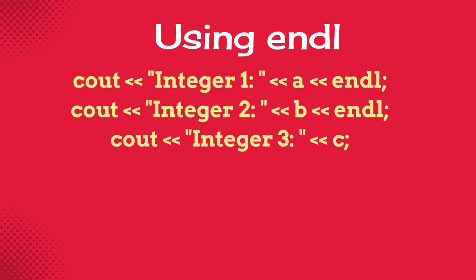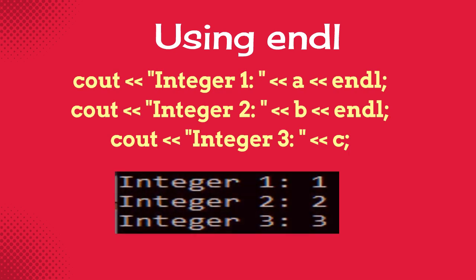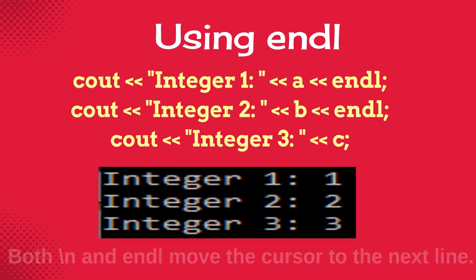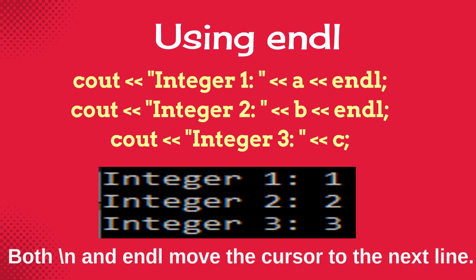C++ also provides another way to move to the next line. It is called endl. Instead of using \n, we simply write endl at the end of the output statement. If we run the program again, we'll get exactly the same result. Both \n and endl move the cursor to the next line. Throughout this course, you can use either one.